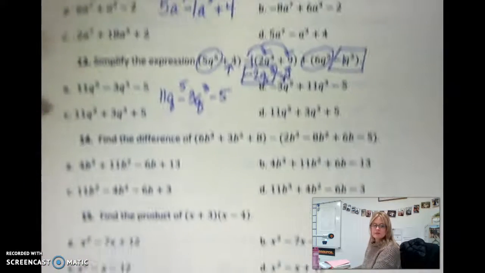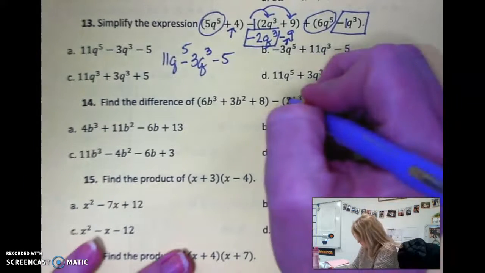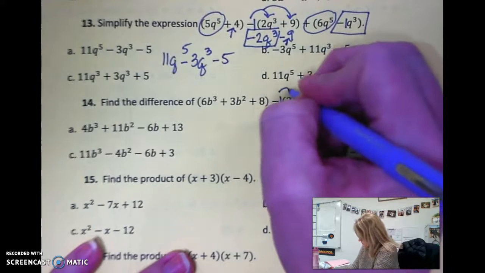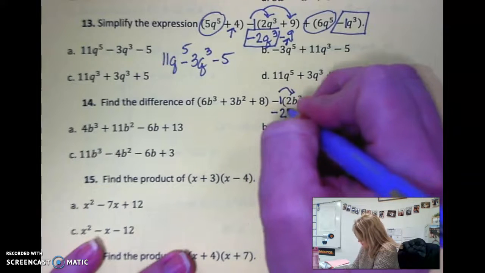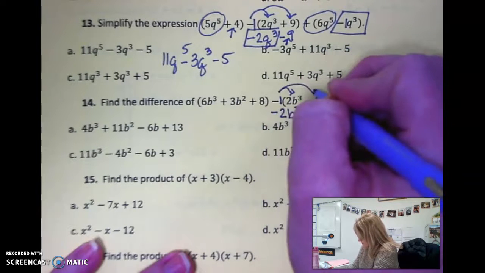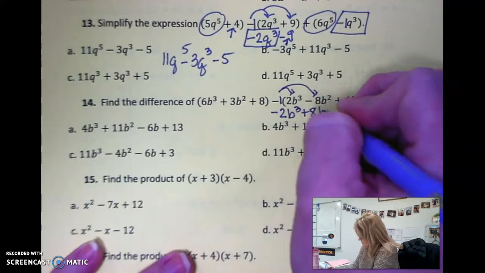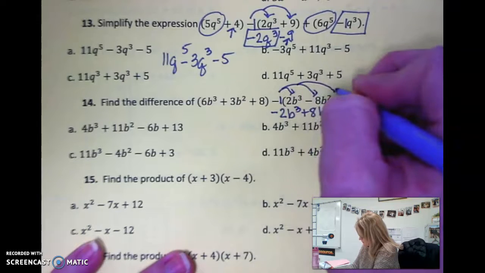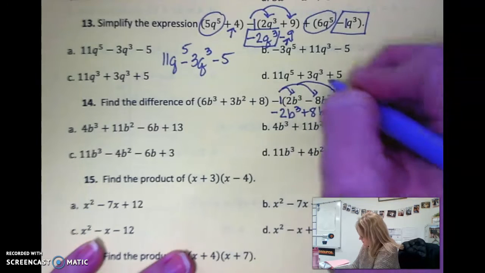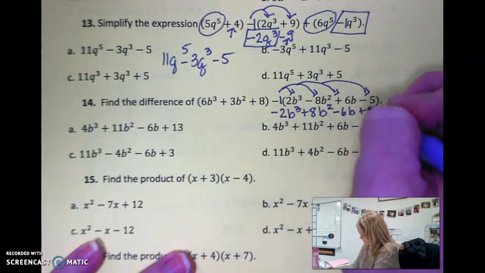So same thing with number 14. This is like having a negative 1 there. So when I distribute, this becomes a negative 2b to the 3rd. A negative times a negative is a positive 8b squared, a negative 6b, and a positive 5.